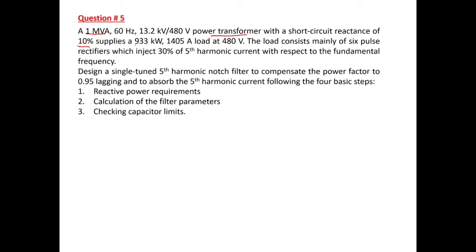And the transformer feeds this amount of power to a load. So the amount of power provided to the load is 699 kilowatt at 1405 ampere, at that voltage. The load mainly consists of a 6 pulse rectifier, and of course that 6 pulse rectifier will inject fifth harmonic current, and the value of the fifth harmonic current is 30% of the fundamental current.